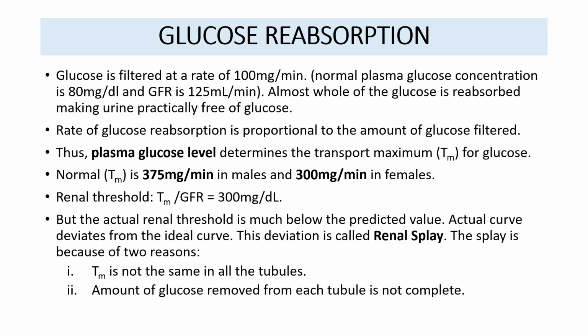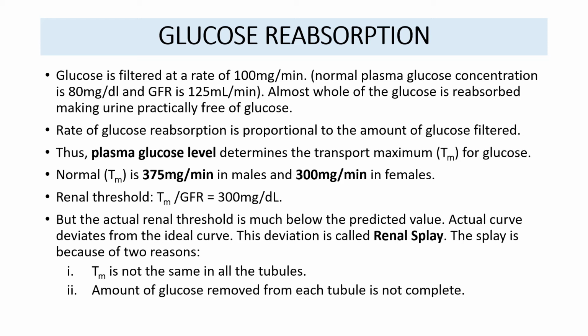Rate of glucose reabsorption is proportional to the amount of glucose filtered, and the glucose filtered is proportional to the plasma glucose level. Thus, plasma glucose level determines the transport maximum for glucose. Normal transport maximum is 375 milligram per minute in males and 300 milligram per minute in females.